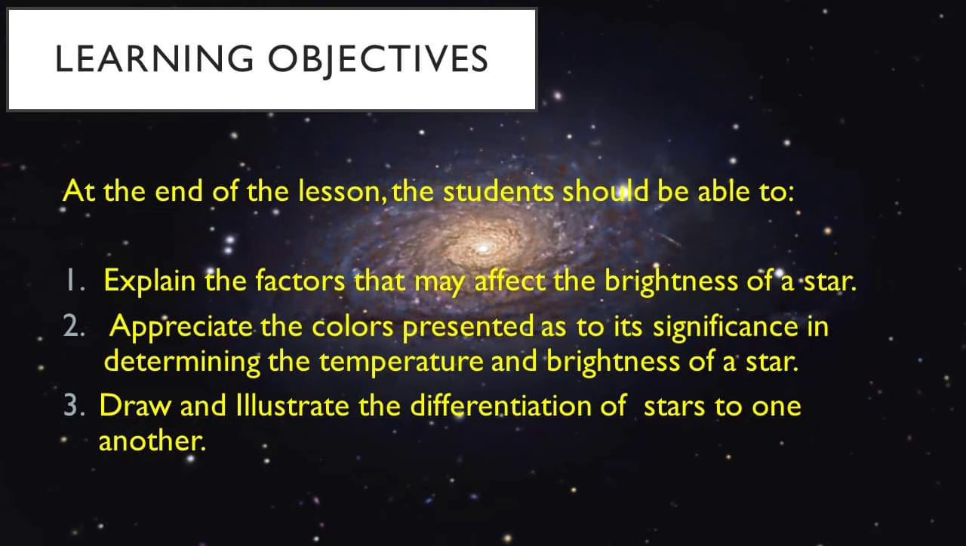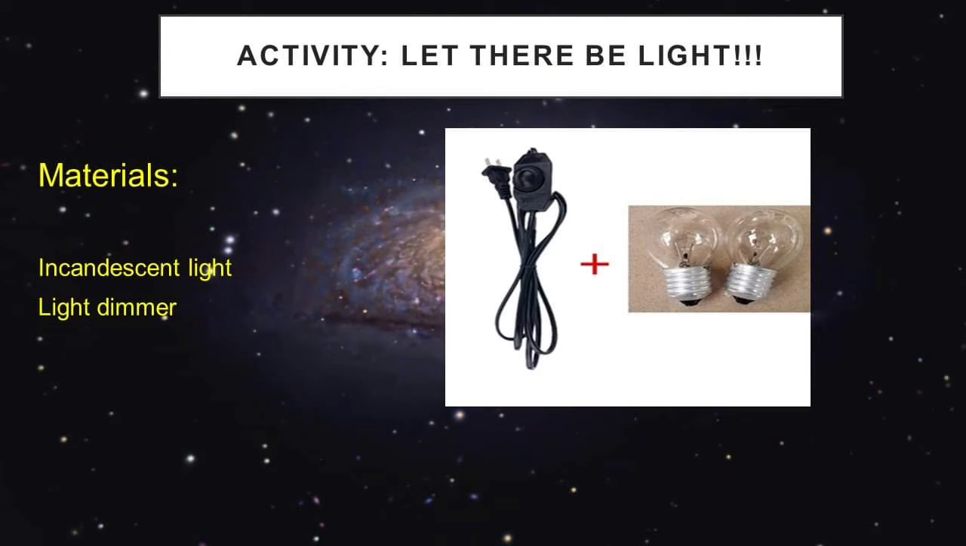But before our discussion proper, let's have an activity first. It's an experiment observation and it's called Let There Be Light. Okay, class, are you ready for our activity today? Okay, good. So let's go to your groups and read the materials that I have listed yesterday: the incandescent light and light dimmer. Are all groups ready? Very good. Now let's start.